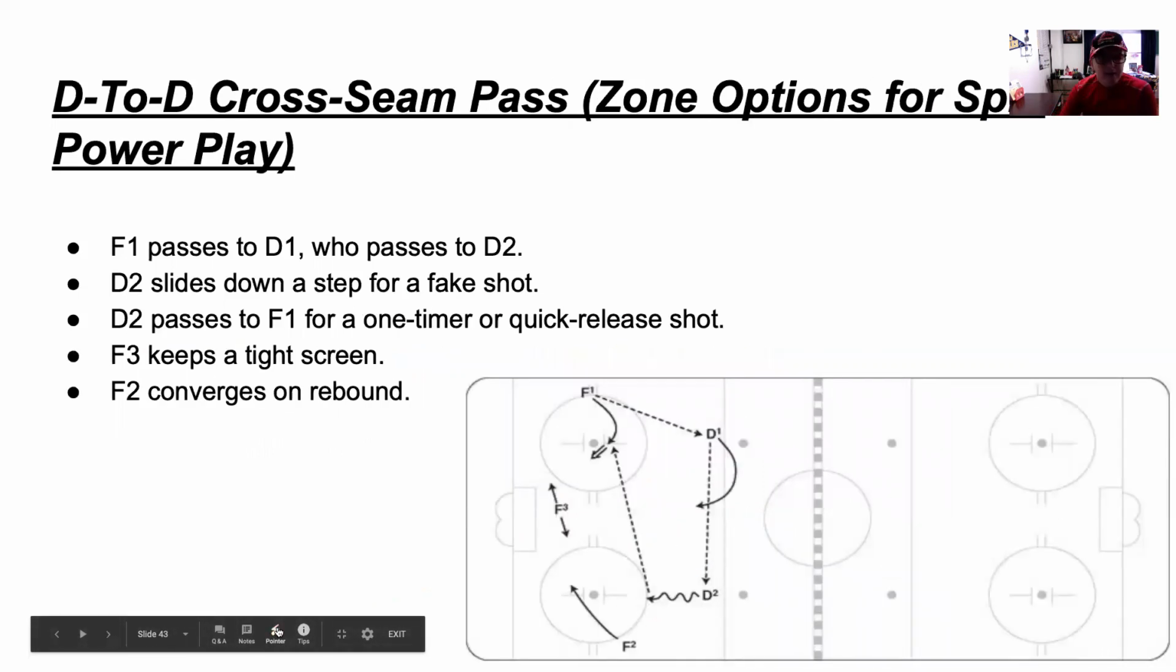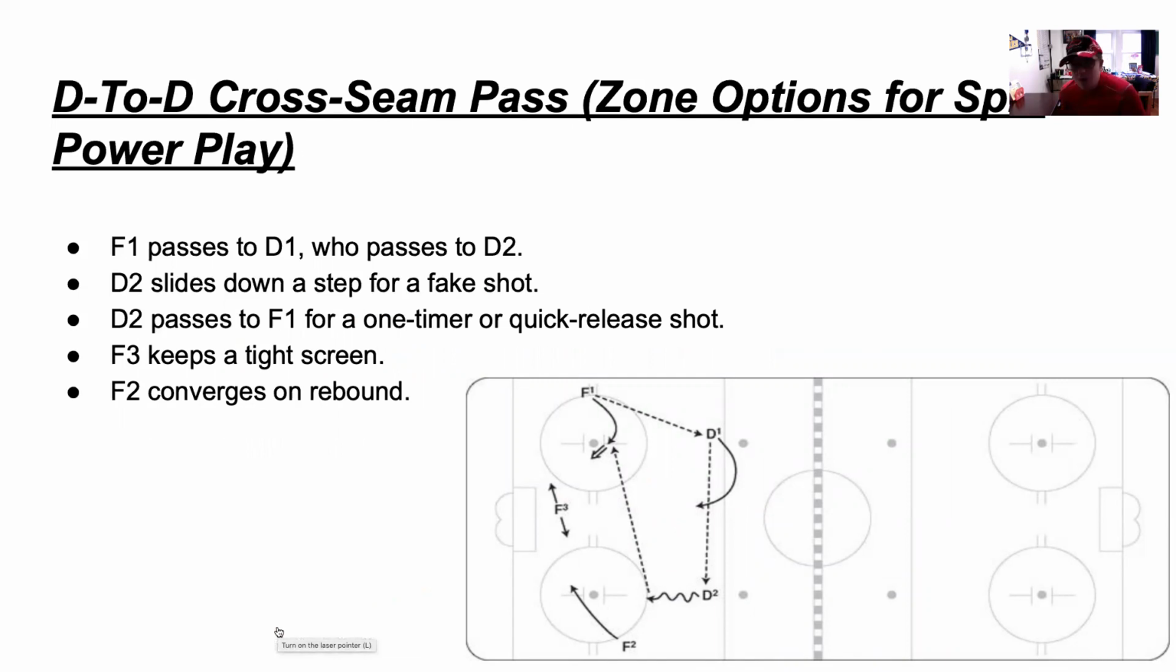Okay, and then we have the D to D cross seam pass. So F1 passes to D1, who passes to D2. D2 slides down a step for a fake shot. D2 passes to F1 for a quick one-timer or a quick release shot. F3 keeps a tight screen, which is the net man, and F2 converges on the rebound.